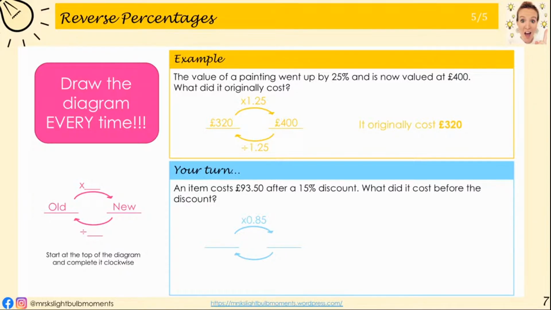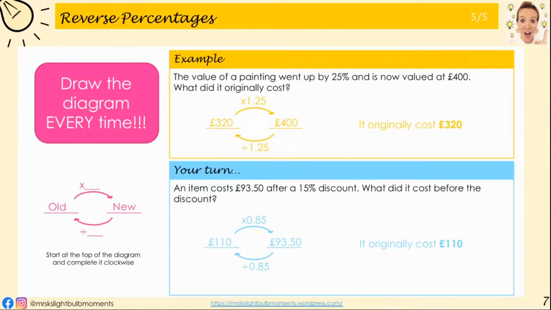Then we've got the item costing £93.50. Now we have to reverse it. So to go backwards, we have to divide by 0.85. And we will get an answer of £110. So well done if you got that.